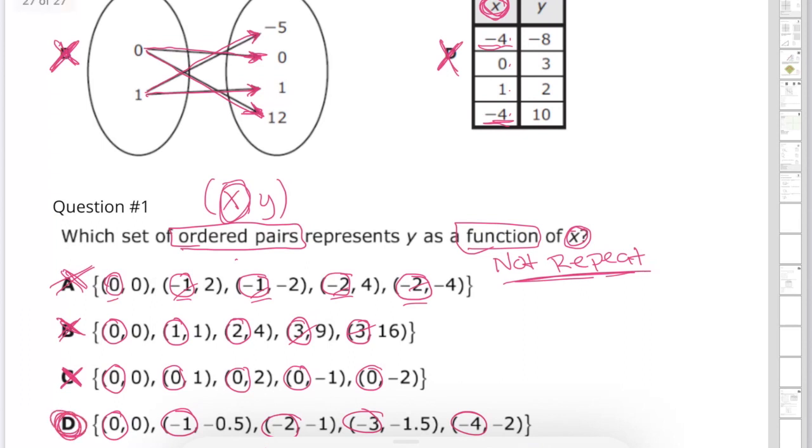So used to crossing it out. D is my answer because no numbers are repeating here. We have a different number in the x on each side, so that is a function because it is not repeating.